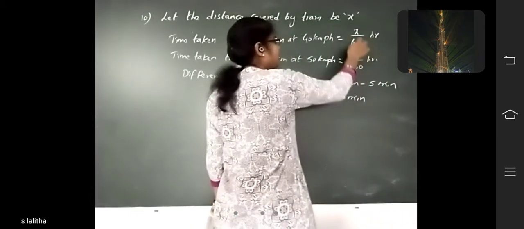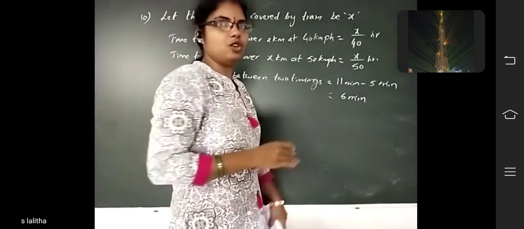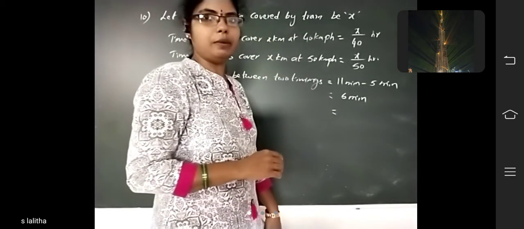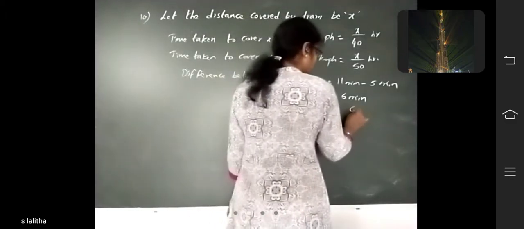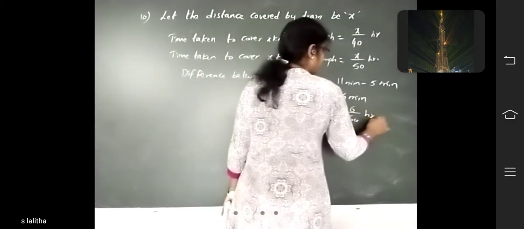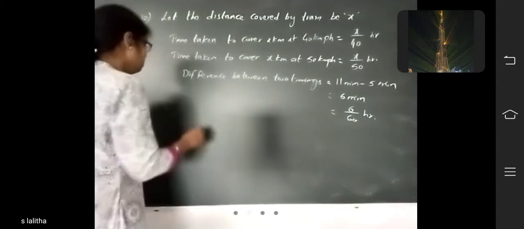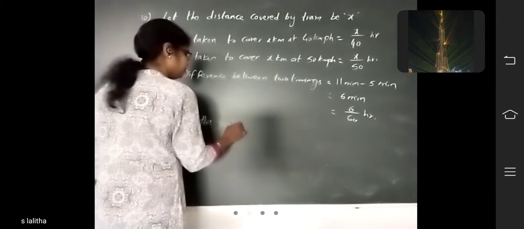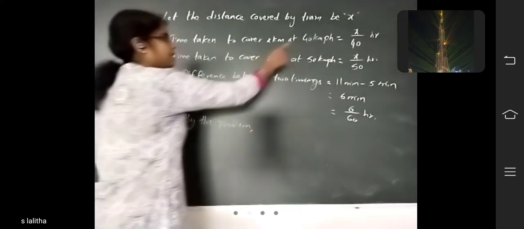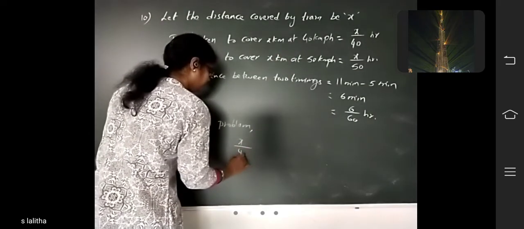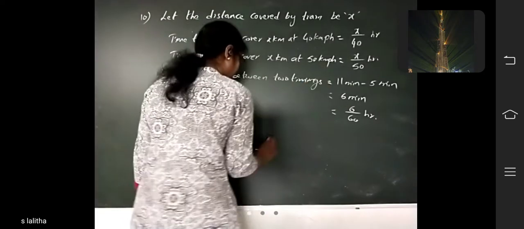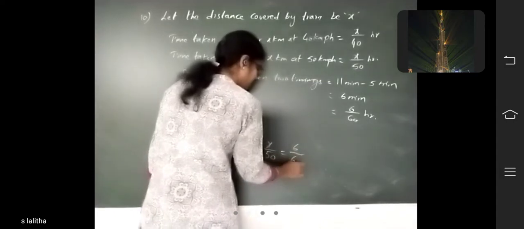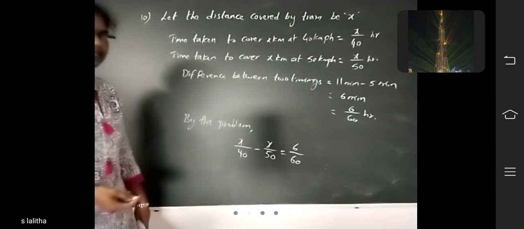So here all are in hours, but minutes you have to convert into hours. So 1 hour is equal to how many minutes? 60 minutes. So 6 by 60 hours. Okay. Now by the problem, x by 40 minus x by 50 equal to 6 by 60. Difference between the timings. Okay.